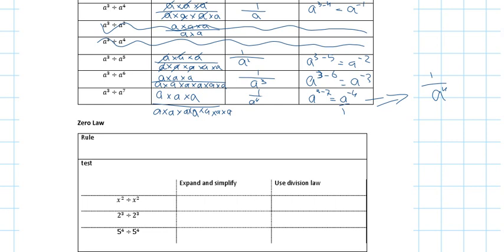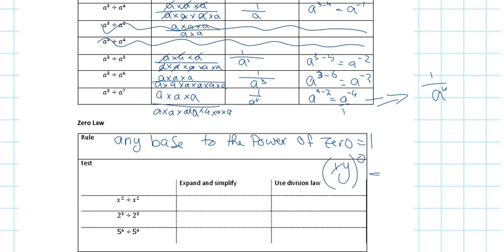And then we have the zero law. With the zero law, any base, doesn't matter what it is, to the power of 0 equals 1. So let me give you an example. If I have, let's say, x, y to the power of 0, that's equal to 1. That's it. You stop. You say 1, stop. That's your final answer, because any base to the power of 0 is equal to 1.